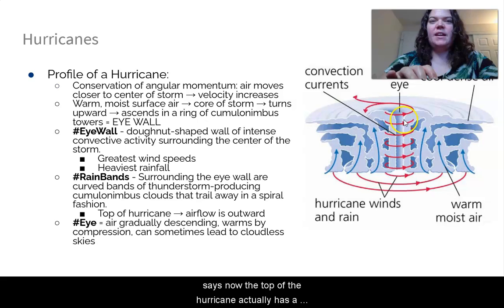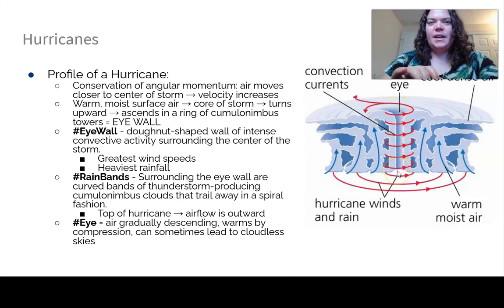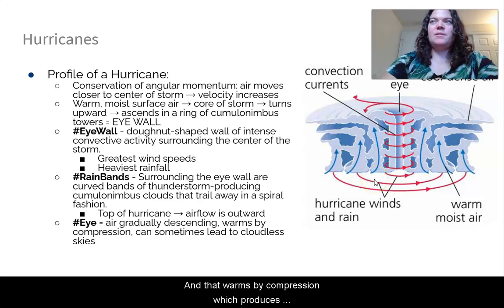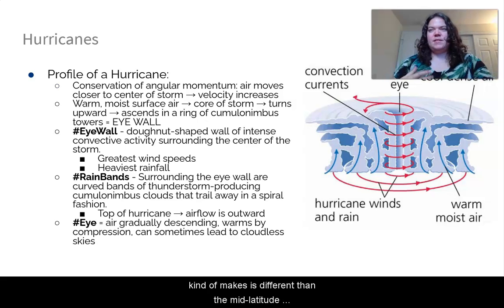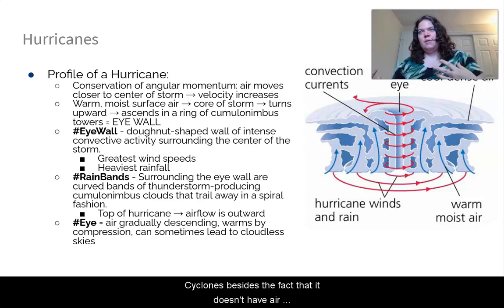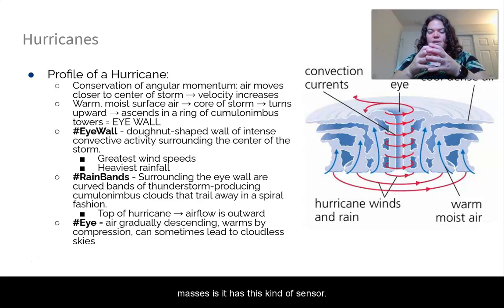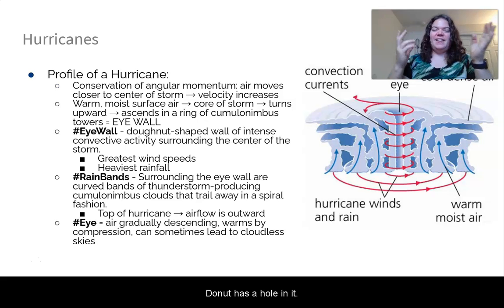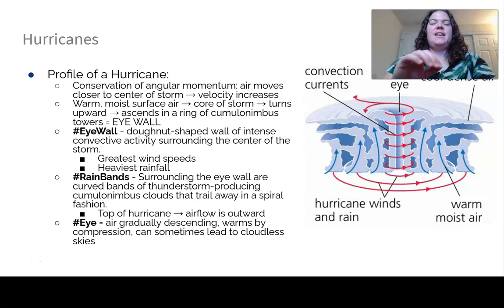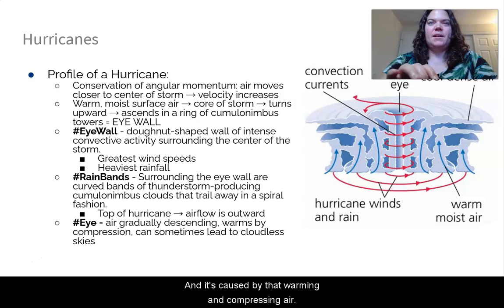Now the top of the hurricane actually has a small amount of air that descends through the middle, and that warms by compression, which produces a cloudless sky, and that is called the eye. So that's what makes it different from the mid-latitude cyclones, besides the fact that it doesn't have air masses. It has this center donut, which has a hole in it, right? The storm has a hole in it, and it's caused by that warming and compressing air.